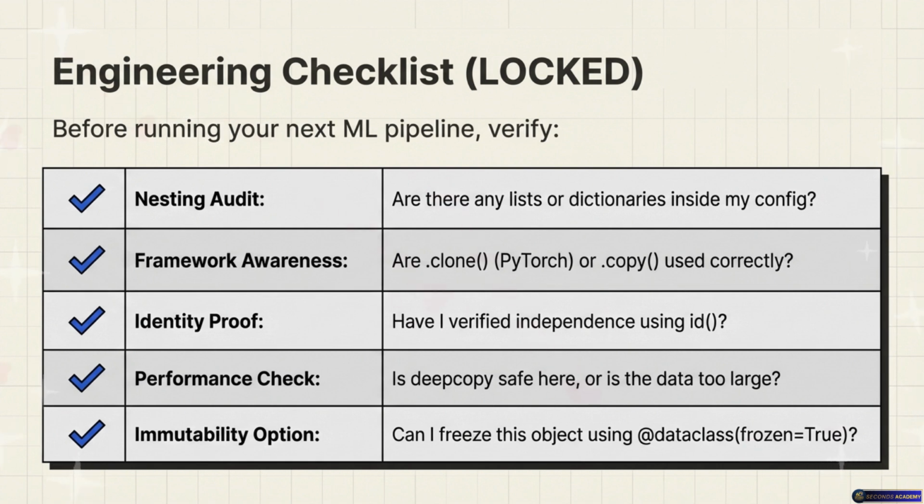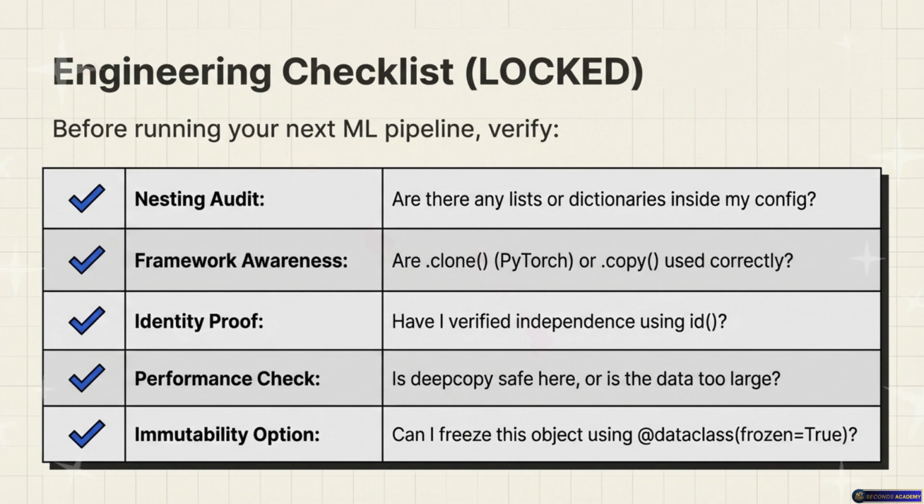Step 4 is the performance check. This is where we respect the big O complexity, asking ourselves, is it safe to unleash the recursive explorer here, or am I about to drop a 50-gigabyte dataset into an O(N) operation and crash the server? Crucial step. And finally, step 5, the immutability option. Before you write complex defensive copying logic, ask if the object even needs to change at all. Right. Can you just use a frozen data class and laminate the data instead?